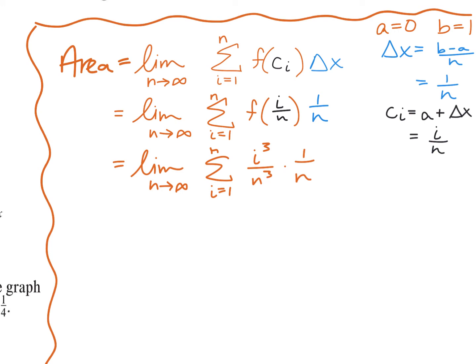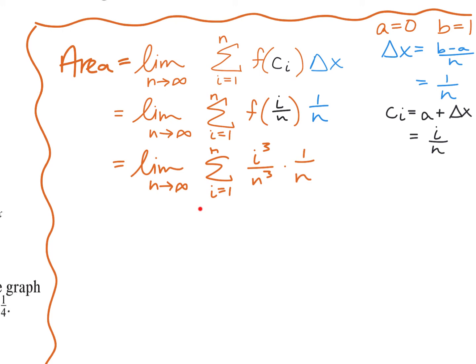Now, in this next step, I'm going to use some of those summation properties, meaning we can take whatever coefficient we have in front of the i cubed and bring it out front of the summation, so in between the limit and the summation. Now, what we have is i cubed over n to the 4th when we multiply these two together. So I'm going to pull out the 1 over n to the 4th out in front here. Remember, n is a number.